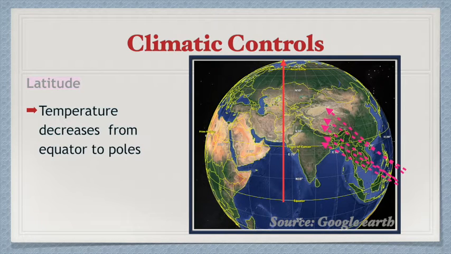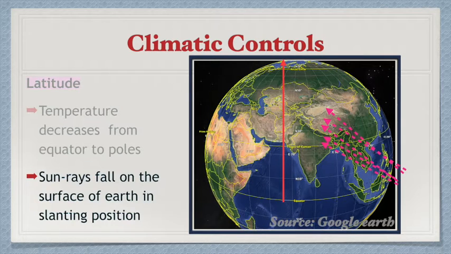You can see the picture. From the equator, if one moves from the equator to the poles, temperature decreases. That is the fact. Why it decreases is because the sun rays fall over these increasing latitudinal regions in a slanting position. So heat intensity is reduced in the higher latitudes. So if a man moves from the equator to the poles, temperature decreases because of the falling of sun rays in a slanting position.